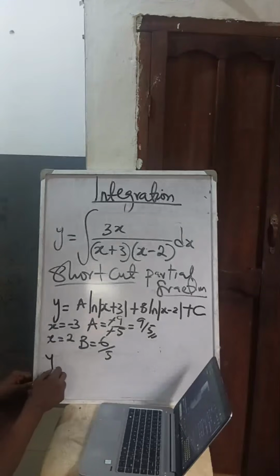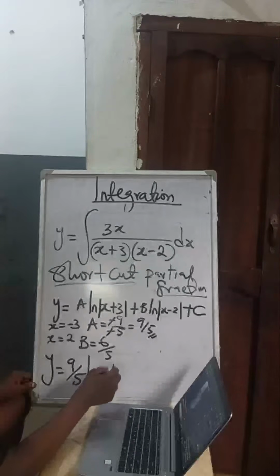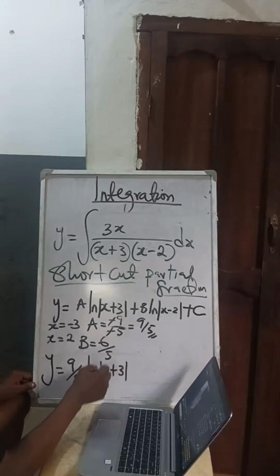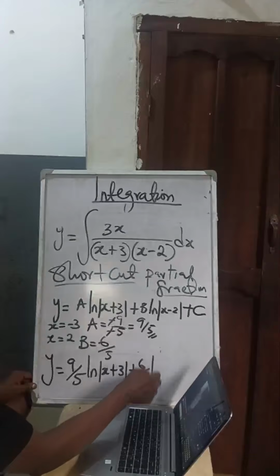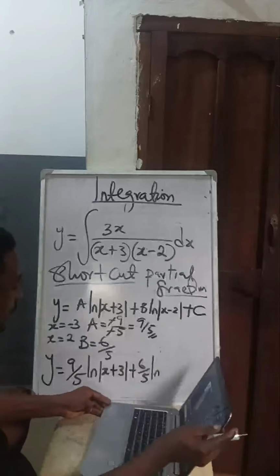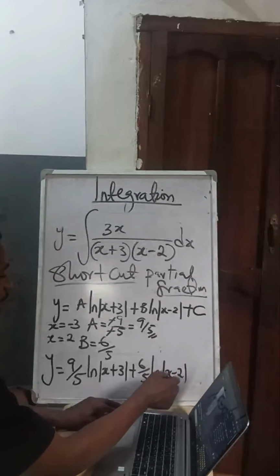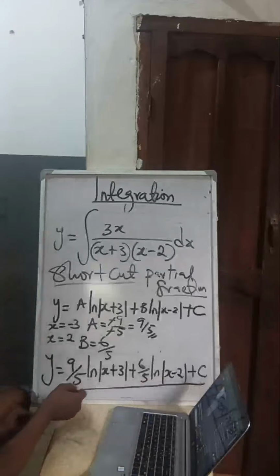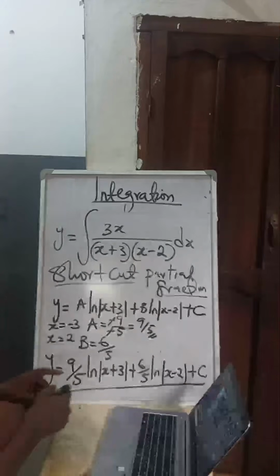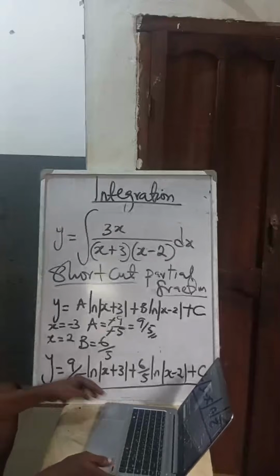You now write therefore y is equal to 9 over 5 ln(x + 3) plus 6 over 5 ln(x - 2) plus c. That is the final solution.